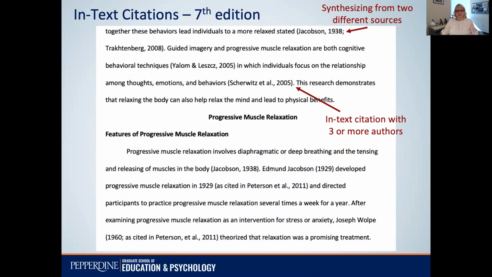However, with 3 or more authors in the 7th edition, from the very first citation, you can just write et al. So notice it's author, no comma, et al, that means and the others, a period for the abbreviation, a comma, and the year. I also wanted to demonstrate how you include an author's name in the sentence.